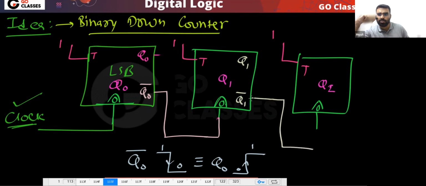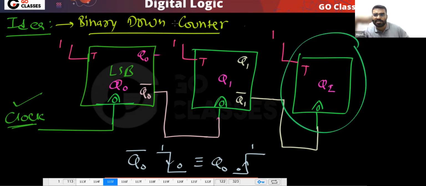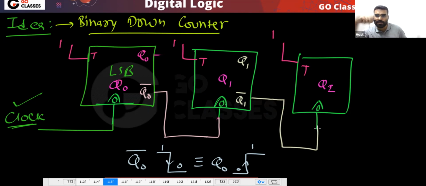This I will connect to here. Now what will happen, and what do we want? Remember, this is a negative edge triggered flip-flop. What does it mean? It means that when this Q1 bar is going from 1 to 0, it will toggle. And this is what we want, because when this Q1 bar is going from 1 to 0, then this Q1 is going from 0 to 1. And this is what we want.